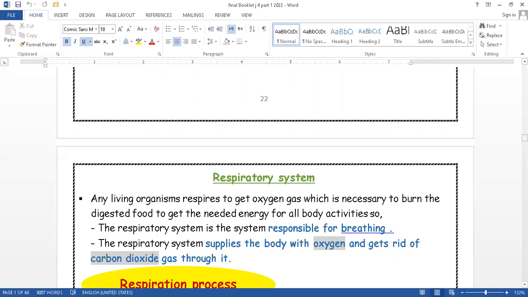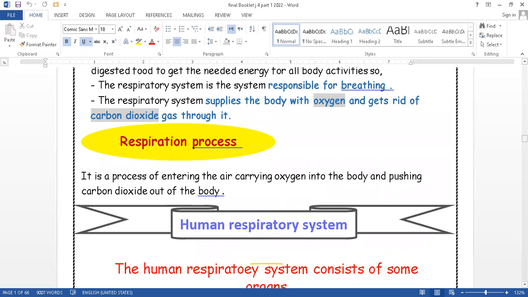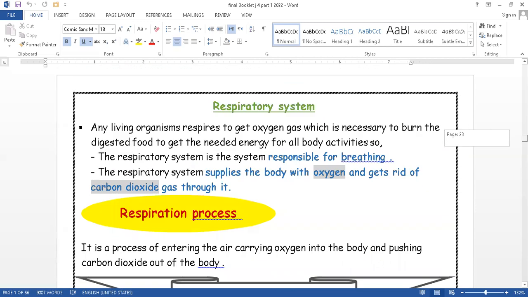So respiratory system is responsible for breathing. What is meant by breathing? Breathing means getting in oxygen and getting out carbon dioxide. Let's start with the first definition in the respiratory system, which is the respiration process. Respiration process is a process responsible for what? For entering the air. All air? No, we just need the oxygen that is found in air into our bodies. After that, pushing out carbon dioxide from our bodies, because we don't need carbon dioxide inside our bodies.